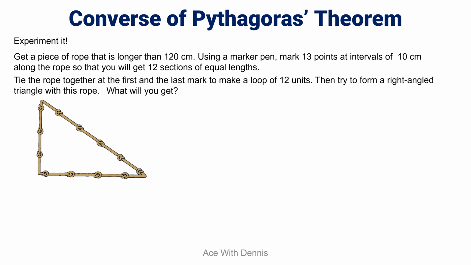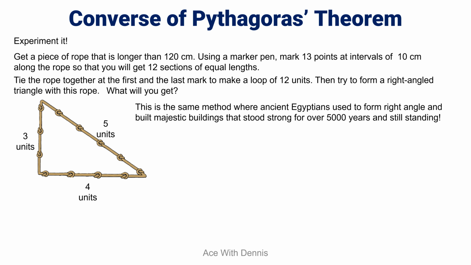You'll get something like this, where this is 3 units, this is 4 units, and this is 5 units. This is the same method that ancient Egyptians used to form right angles and build majestic buildings that stood strong for over 5,000 years and are still standing.